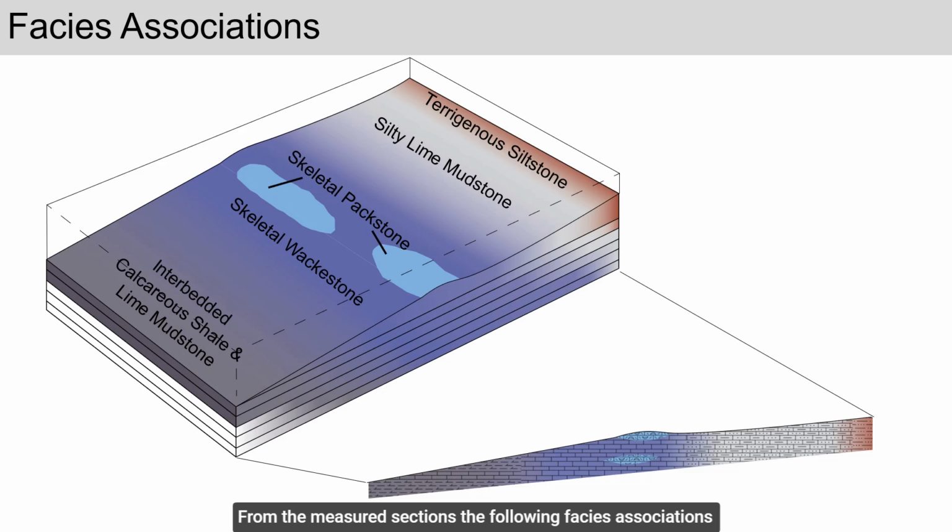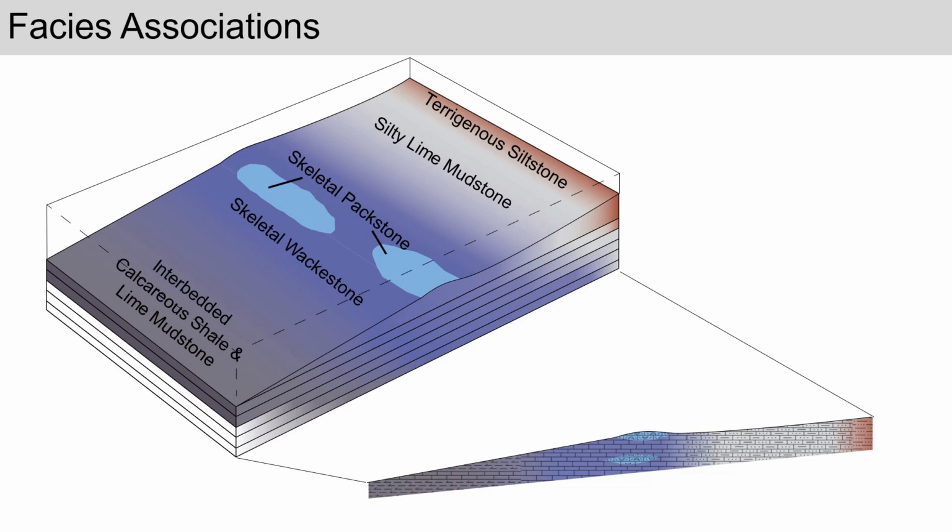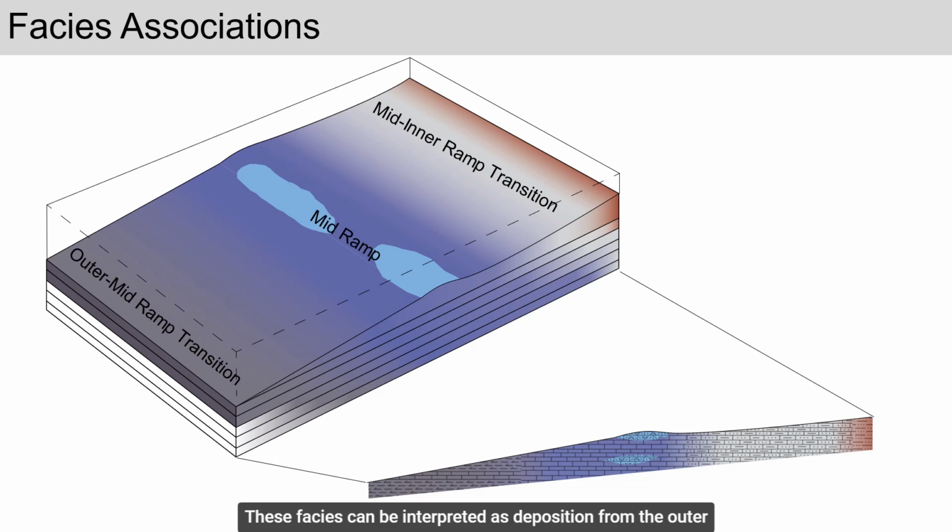From the measured sections, the following facies associations were developed, which represent deposition on a carbonate ramp. These facies can be interpreted as deposition from the outer ramp transition to the inner ramp transition. As we step through these environments, the profile version of the facies association will help orient us.